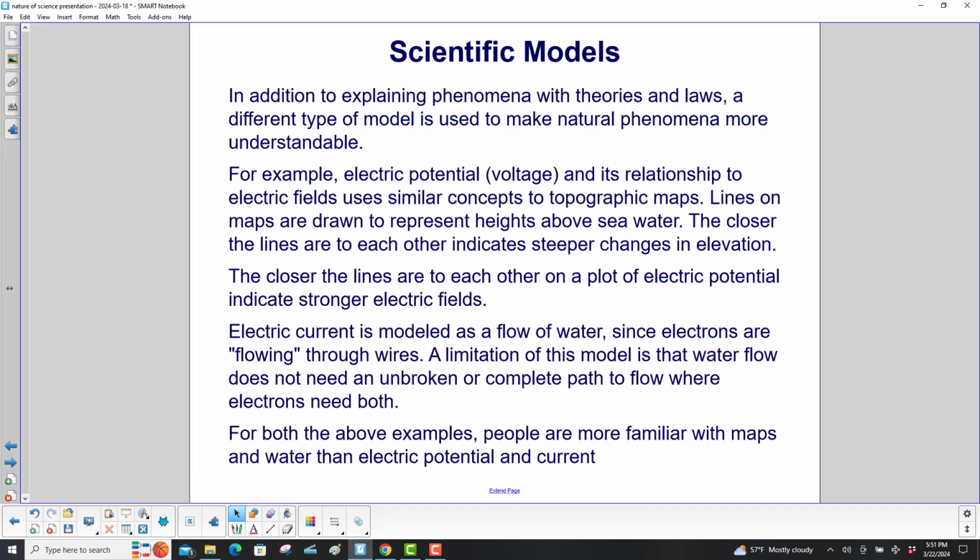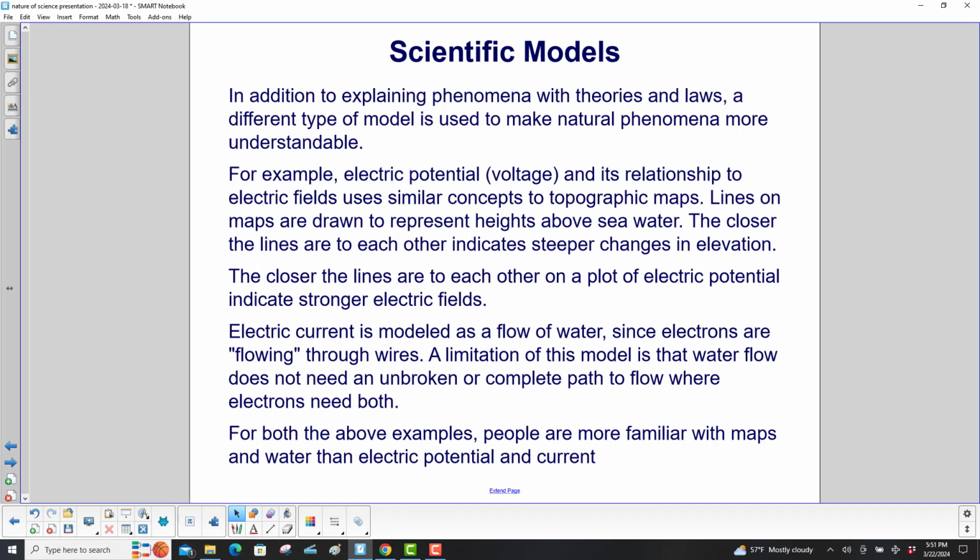In addition to explaining phenomena with theories and laws, a different type of model is used to make natural phenomena more understandable. For example, electric potential, otherwise known as voltage, and its relationship to electric fields uses similar concepts to topographic maps. Lines on maps are drawn to represent heights above seawater. The closer the lines are to each other indicates steeper changes in elevation. The closer the lines are to each other on a plot of electric potential indicates stronger electric fields.